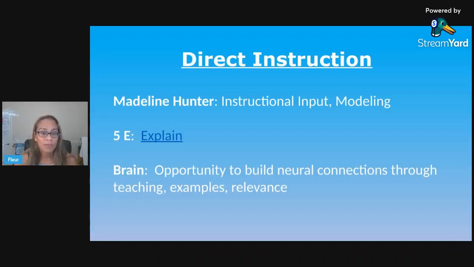And what's happening in the brain, this is a good opportunity to build those neural connections while you're teaching, giving examples and connecting to what they already know to strengthen those neural links in their brains and hopefully getting it into long-term memory. Because at this point, when you're just introducing information, it's being held in their working memory, possibly short-term memory, but in order to get it into long-term, you want to continue linking the information.